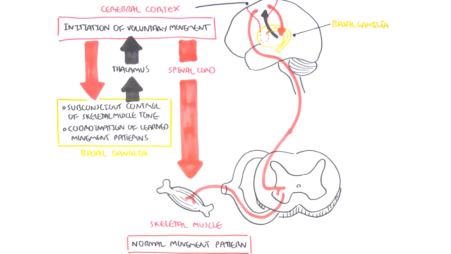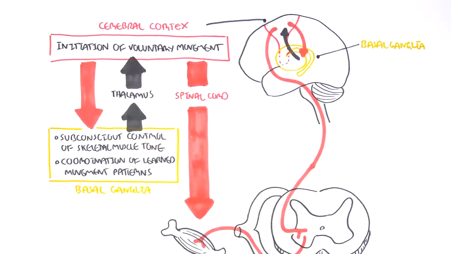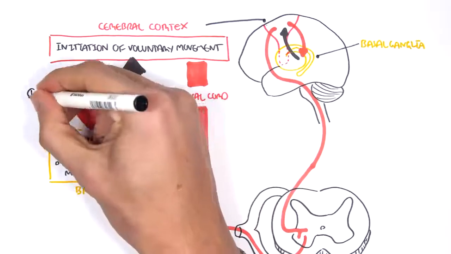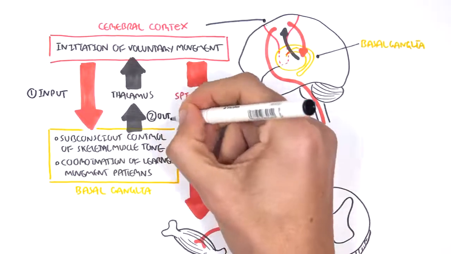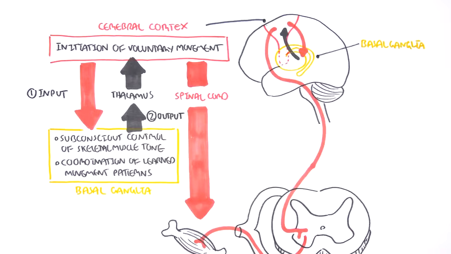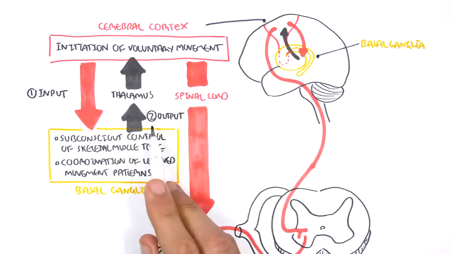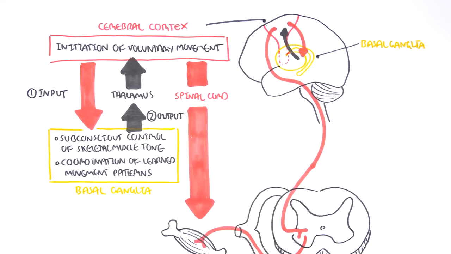There are two important parts in this diagram: the input from the cerebral cortex to the basal ganglia, and the output from the basal ganglia to the thalamus and back to the cortex. In Parkinson's disease, there's a problem in the output, number 2, and thus we do not have a normal controlled movement pattern. It is not smooth.